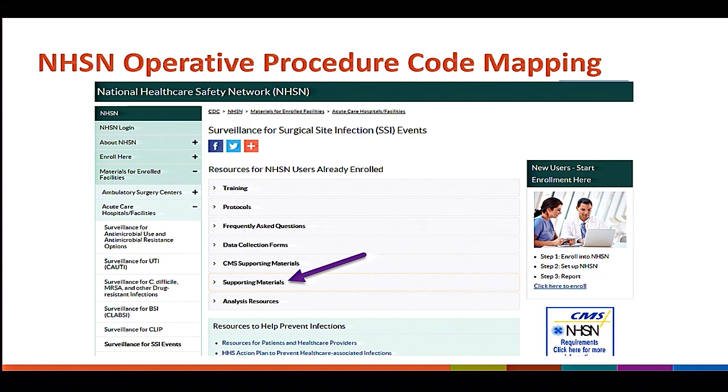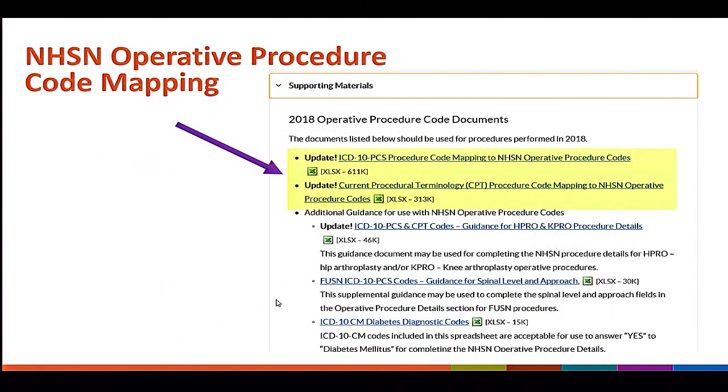And remember, the mapping documents for your NHSN operative procedure codes, for both the ICD-10 PCS codes and the CPT codes, are located in the SSI section of the NHSN website under supporting materials. We update these ICD-10 PCS and CPT codes at least annually, and it's extremely important to ensure that you're using the most up-to-date set of codes. And as I mentioned earlier, we have both sets of codes up there right now so you can finish up your 2017 procedures. So it's especially important right now to make sure you're selecting the correct code documents when you're doing your surveillance.